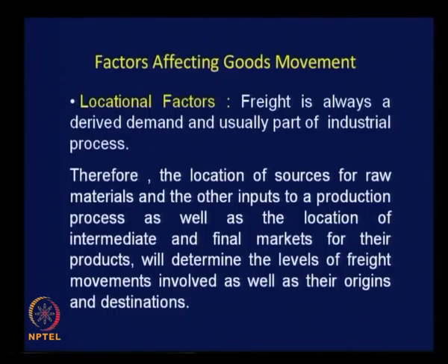The location of sources for raw materials and the other inputs to the production process, as well as the location of intermediate and final markets for the products, will determine the level of freight movements involved as well as their origins and destinations. So, this is the real complexity related to the movement of inputs as well as outputs. In a particular city, if you have a huge manufacturing plant, then you have to really study the geographic spread of the raw material input to the plant as well as the spread of the output that goes out of the plant. It will be a major task. In case of smaller plants, it will be manageable.